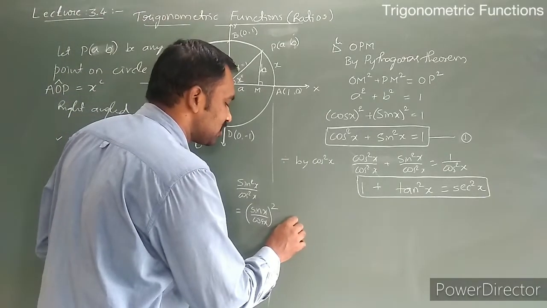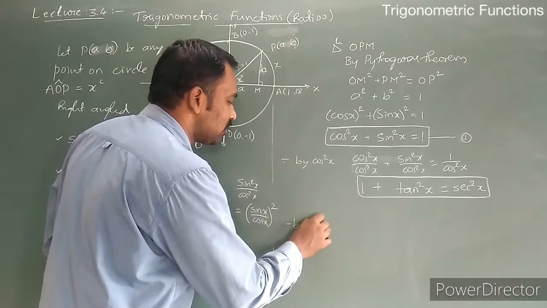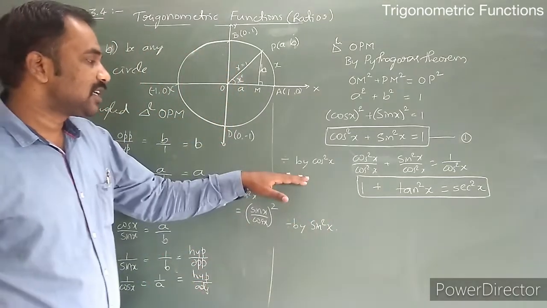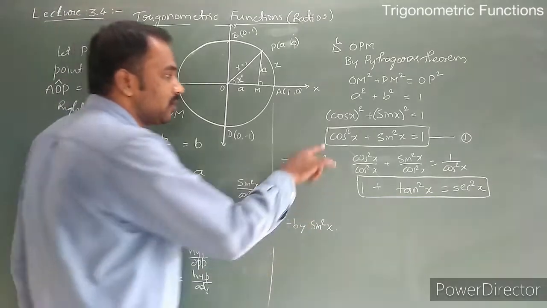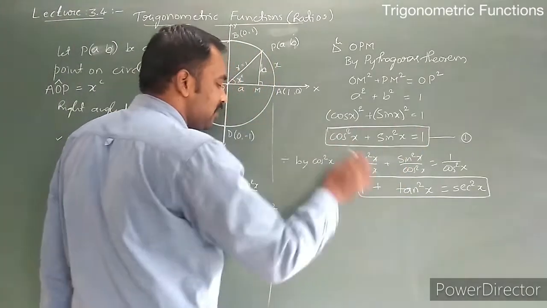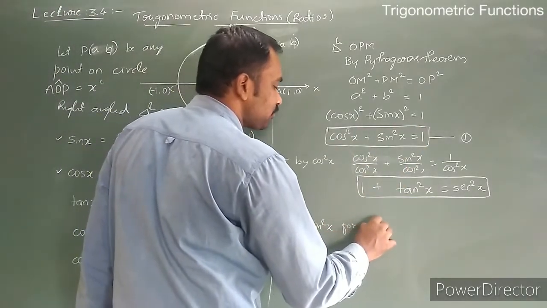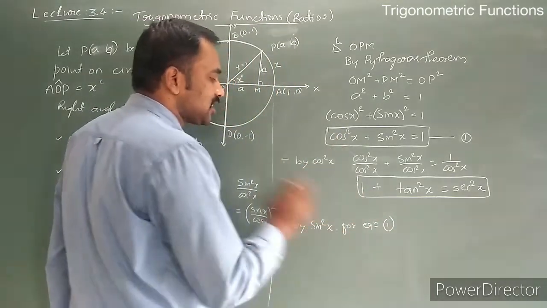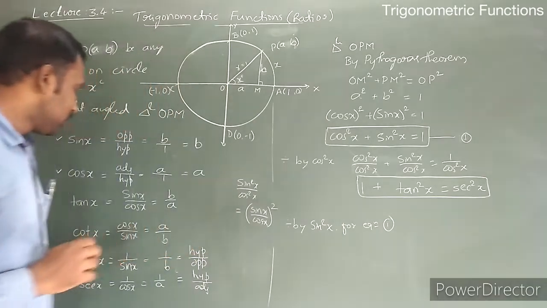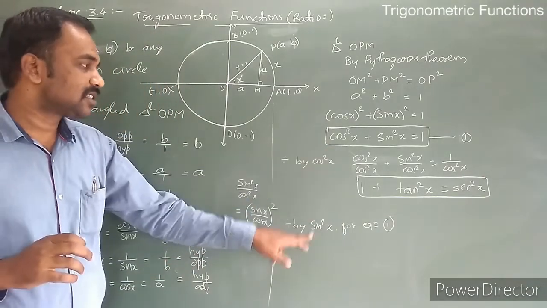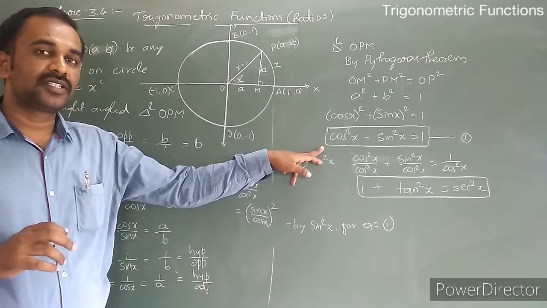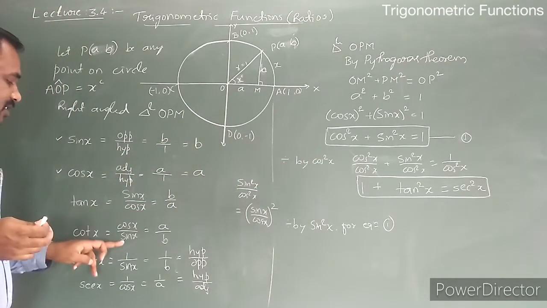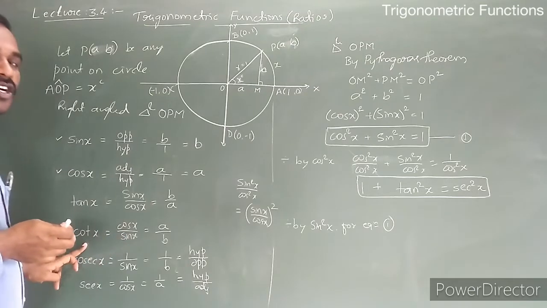Next, again similarly, dividing throughout by sin square x, as in the previous result. For this equation number 1, dividing throughout by sin square x, what will we get? Cos square x divided by sin square x, that is cos x divided by sin x whole square. What is cos x divided by sin x? Cos x divided by sin x is cot of x.